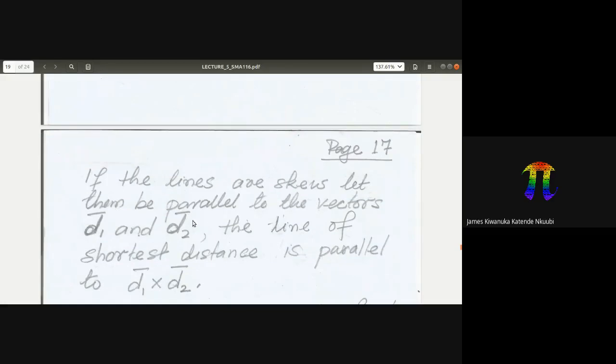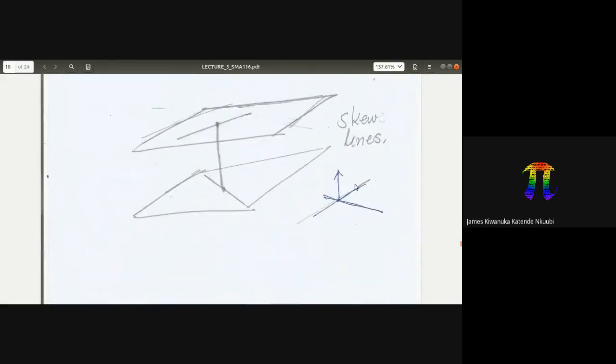So if the lines are skew, we suppose that they are parallel to the vectors d1 and d2. Then the line of shortest distance will be perpendicular to these two vectors and therefore must be parallel to the cross product of these two vectors, right? If you go back here, if these are the two vectors that are in the same direction as the lines, then their cross product will be a vector that is perpendicular to both lines.